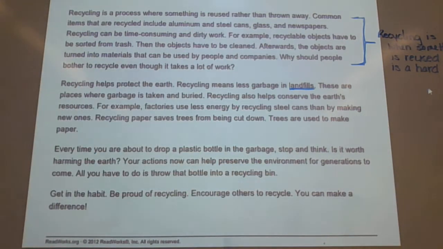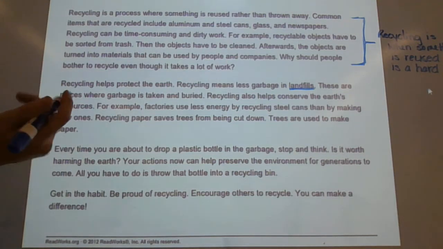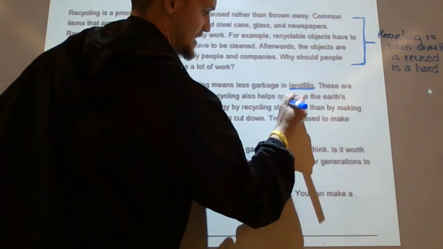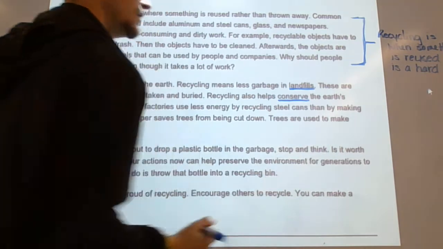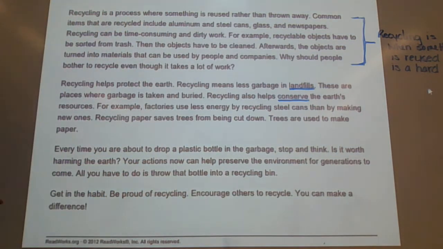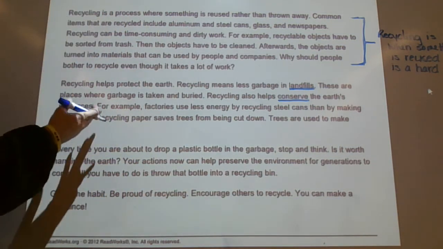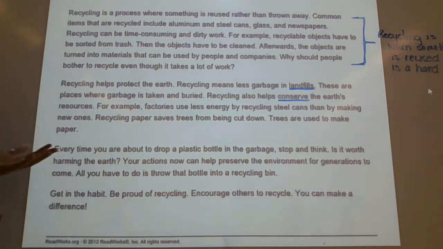Recycling also helps conserve the Earth's resources. For example, factories use less energy by recycling steel cans than by making new ones. Recycling paper saves trees from being cut down. Trees are used to make paper. Well, let's go back and do another context clue practice. Conserve. Again, you may know what conserve means, but if you don't, you can use the examples. It gives you examples of what conserving means.